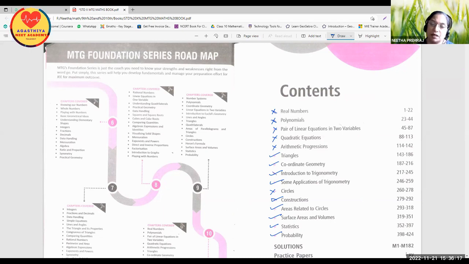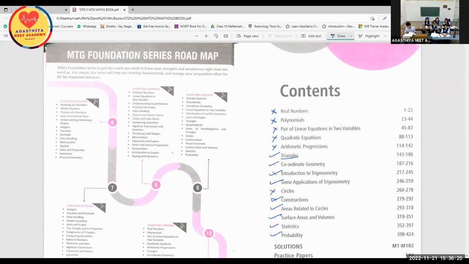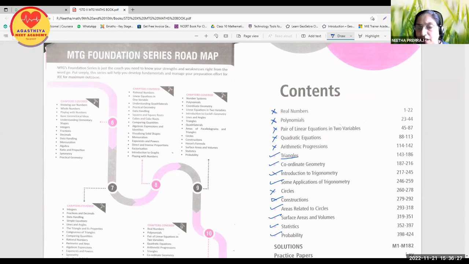Okay, now we will see triangles. Already we have seen triangles, but shall we see some tricky sums? We just discussed, okay? Then page number 143, but here it will be different, I guess.